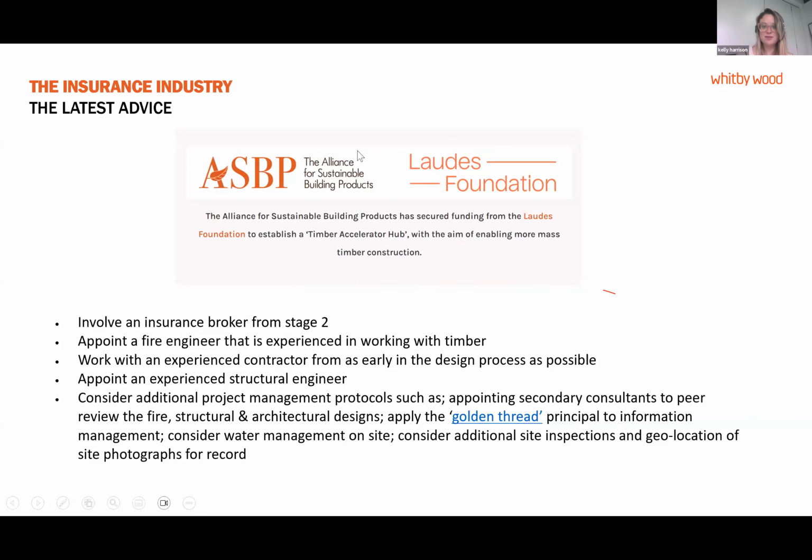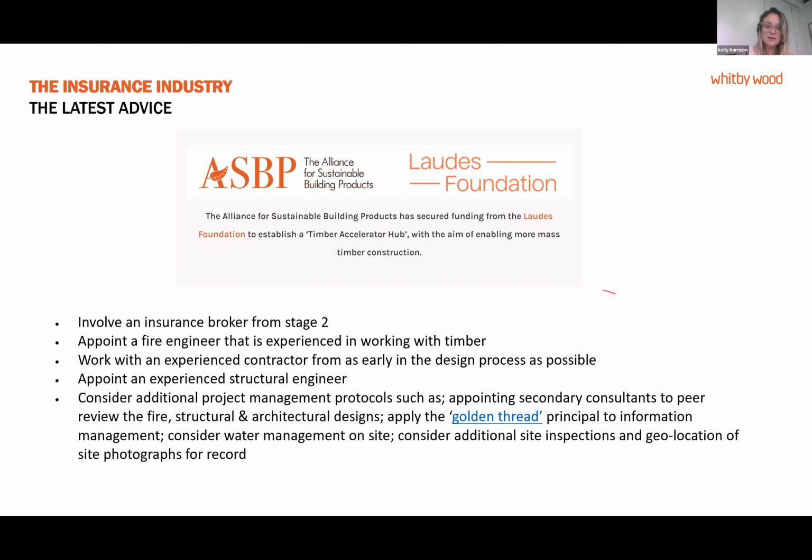And this is the latest advice: get your insurance broker on at stage 2. If you can find a fire engineer that's experienced in timber, make sure they're part of the team. A subcontractor that has built before, an experienced one, bring them on a PCSA early in the design period, because they're probably doing some testing on another project right now that helps inform your design, or they've probably just come across something that the fire brigade or the approved inspector wants to see that you might not be aware of, and so their week by week knowledge on this is invaluable.